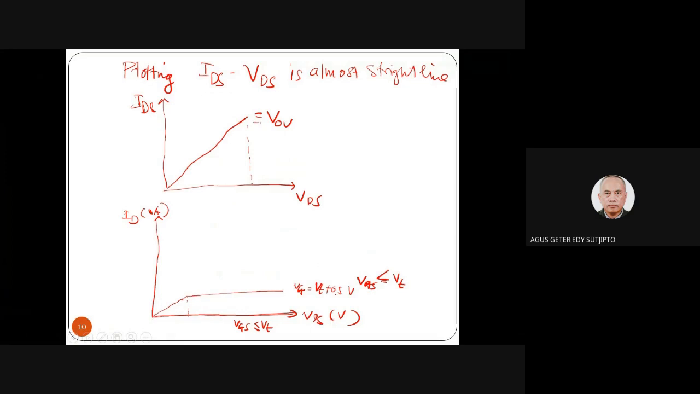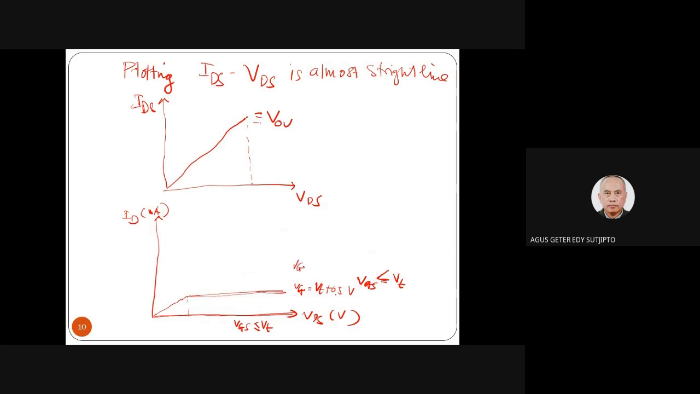In this case, we have the threshold voltage in this area, and then there will be no more increase. If VDS is more than VGS minus VT, which is 0.5, this will be saturation.